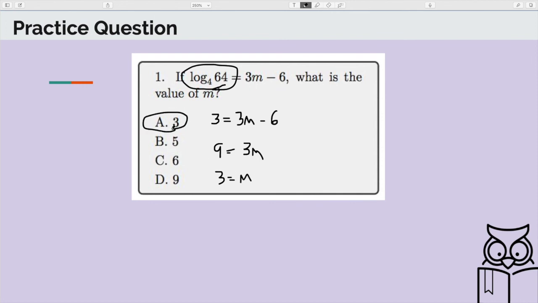So that's just one example of the type of question you'll see that involves logarithms on Smarty Prep. Keep this information in mind while working on Smarty Prep, and happy skill building.